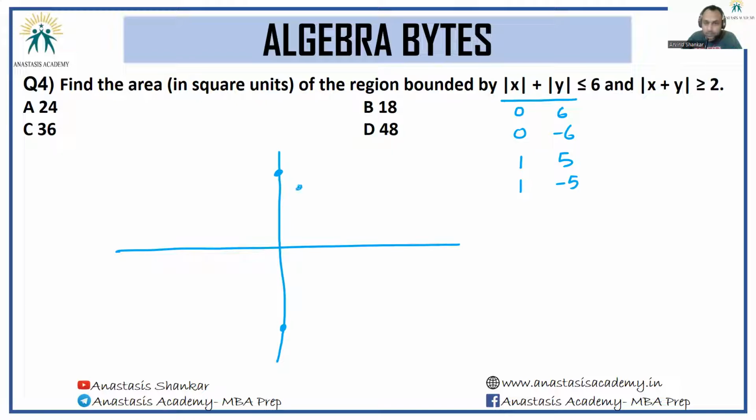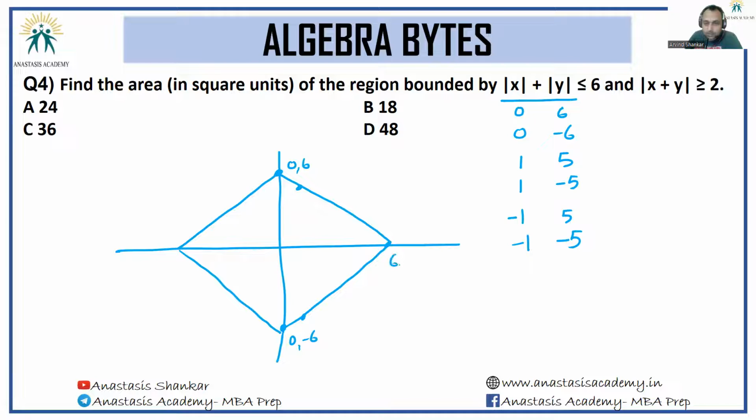So it can be 5 or -5. Can you see? We are getting a line something like this. Also, just because we have gone there, we can also go -1 and 5, -1 and -5. So you'll also get a line like this. The cutoff points are easy enough to determine. This will be (0, 6), (0, -6), (6, 0), (-6, 0). So this has been drawn, no problem at all.